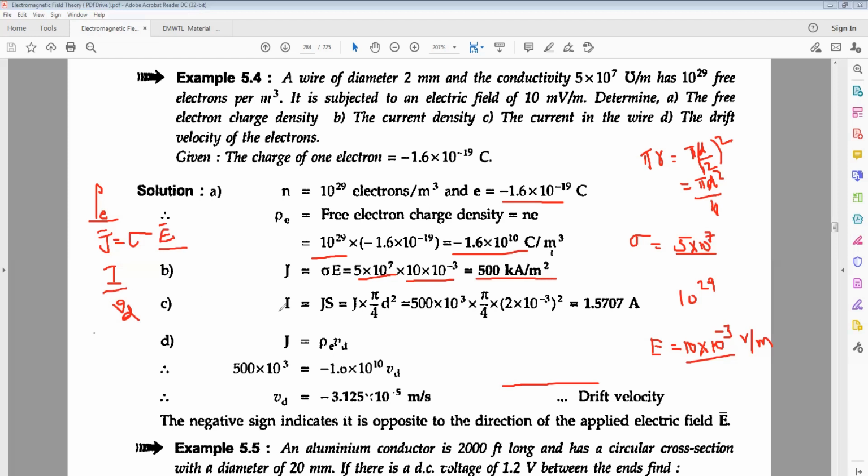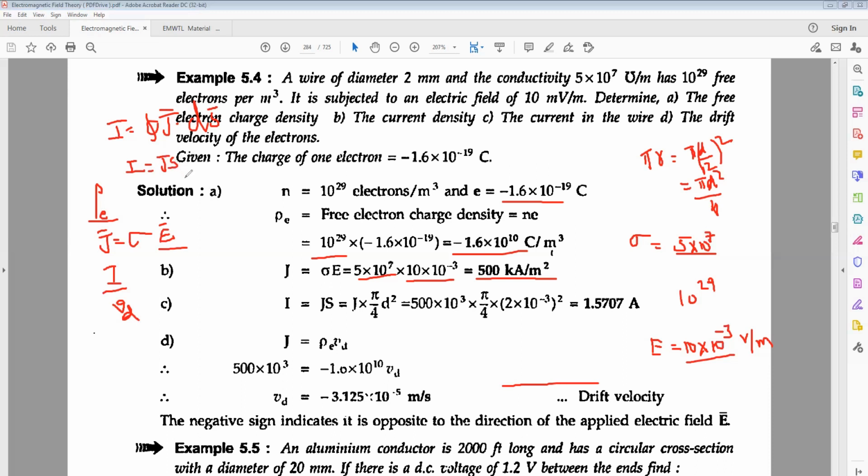And the third one, they're asking the current in the wire. The wire is given as 2 millimeters. We know the current is J into S. What is the current? I is equal to, if it is in dot product, J bar dot ds bar. The last example we did, J bar dot ds bar. If it is in the normal magnitude, J bar is J into AN bar, ds bar is ds into AN bar, AN bar dot AN bar becomes one, and we have I equal to only the magnitudes, J into S.